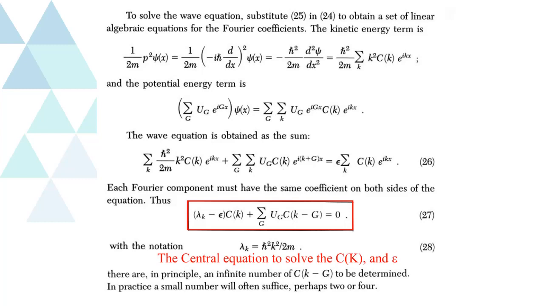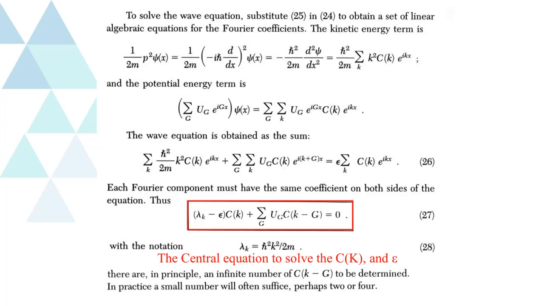Each Fourier component must have same coefficient on both sides of equation. The coefficient corresponding to exponential i(k plus g)x is c(k minus g). Equation relating coefficients is lambda k minus E into ck plus summation over g, Ug c(k minus g) equals zero, where lambda k is equal to h bar square k square by 2m. This equation is the wave equation of electron in periodic lattice, which is also called central equation.